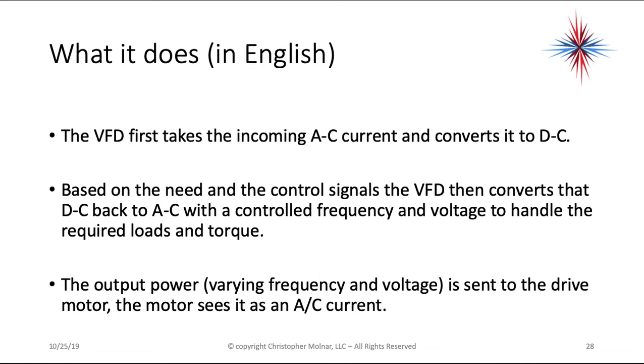So what does it do overall in English? Let's keep this simple. The VFD takes that incoming alternating current, the AC current from the street or from the power company, and converts it to DC, direct current. Based on the need and the control signals, the VFD then converts that DC back to AC with controlled frequency and voltage to handle the required loads and torque. The output power, we might call it a quasi-AC because it has varying frequency and voltage, is sent to the drive motor, and the motor sees it as an AC current.